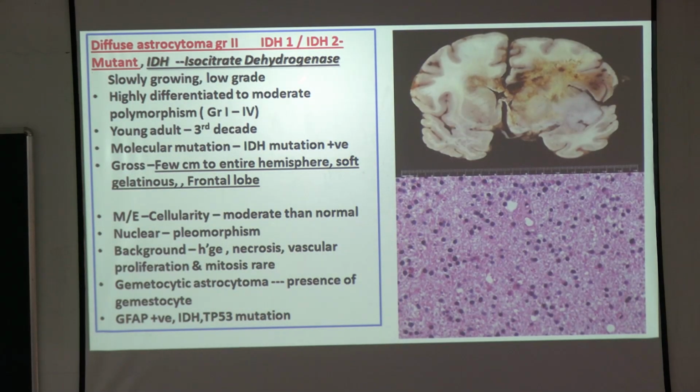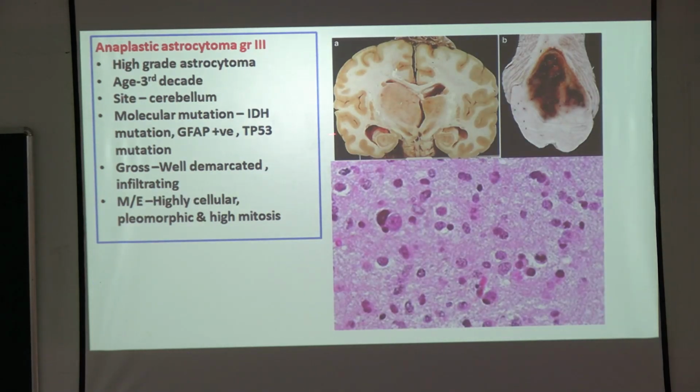Now, some features. This is grade 2, which is positive for IDH, that is isocitrate dehydrogenase mutant, 1 and 2 positivity. This is the cerebral hemisphere. As it is grade 2, cellularity is not so prominent, pleomorphism is there but not prominent, and hemorrhage and necrosis are absent. So, the grade depends upon cellularity, hemorrhage, necrosis, and mitosis. Another is anaplastic, that is grade 3. This is more cellular, more pleomorphic. Some hemorrhage, necrosis is not so prominent, but here is the tumor, and it is GFAP positive.